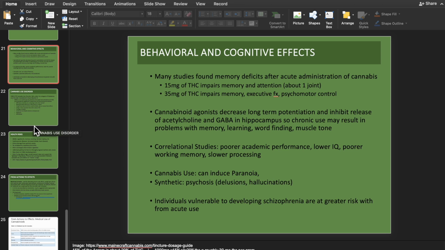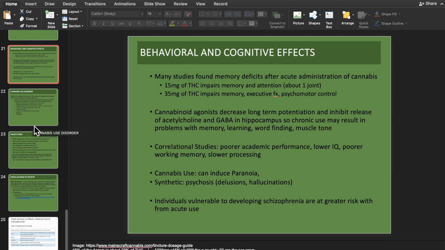Cannabis can also cause paranoia, delusions, and hallucinations, but the latter is usually caused by synthetic cannabis or when the weed is laced with other substances like meth, coke, or heroin, or whatever they might put in it.